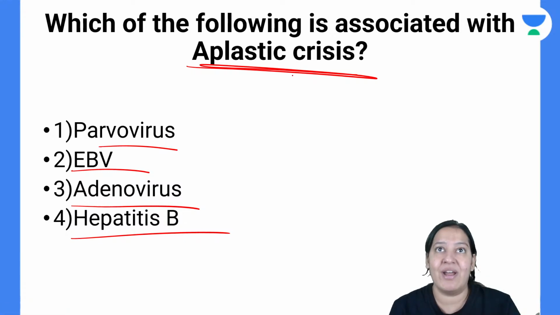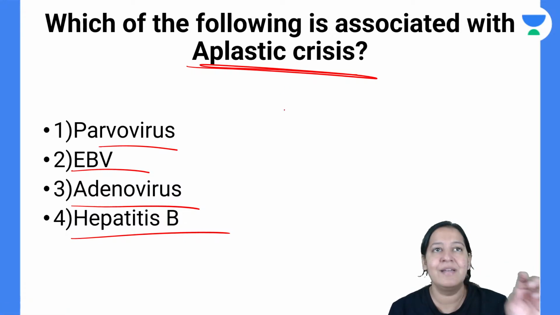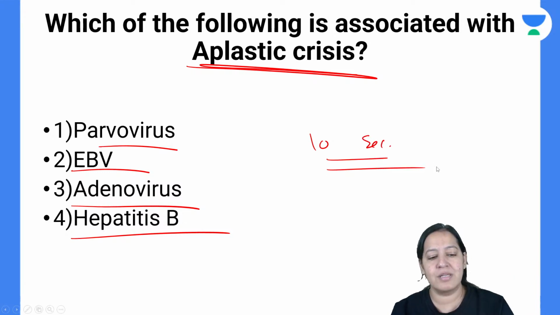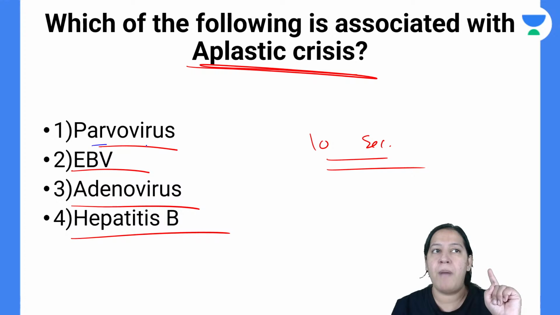Yes, aplastic crisis or aplastic anemia. What is the correct answer? I'm giving you 10 seconds. Please write your answer in the chat box. The 4 options are in front of you: parvovirus, Epstein-Barr virus, adenovirus, or hepatitis B virus.